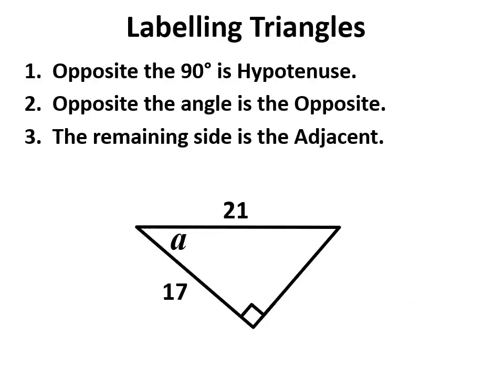Here's another one. This time we're given two side lengths and asked to find the angle. Well, the 21 is a hypotenuse because it's opposite the 90 degrees. The far right side is the opposite, but in this case we have nothing that we want to do with that because it's not given to us, and the other relevant side is the 17, which is the adjacent.